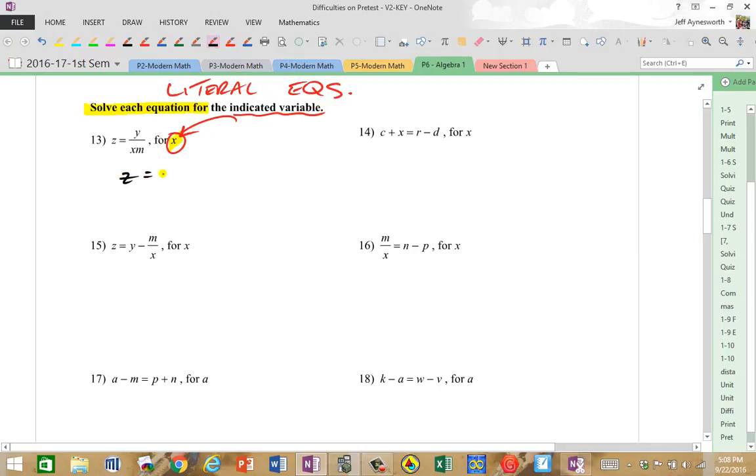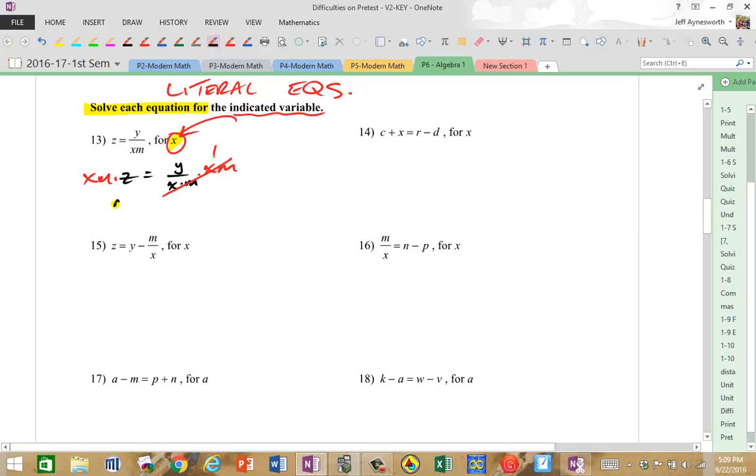So z is equal to y divided by x times m. The very first thing I'm going to do is get the variable out of the denominator. We don't want it there, guys, okay? So I'm going to multiply both sides by xm. You can do that. Believe it or not, you can multiply anything you want on both sides except 0. Anything divided by itself is 1 over here.